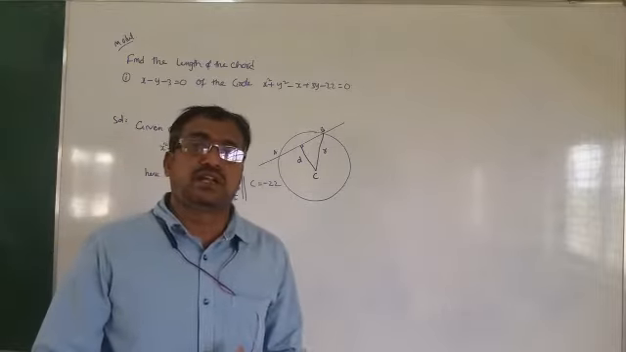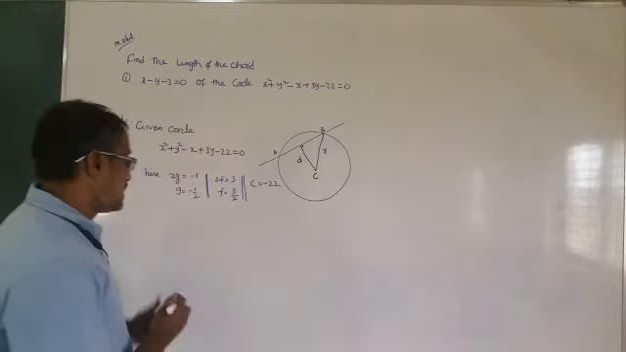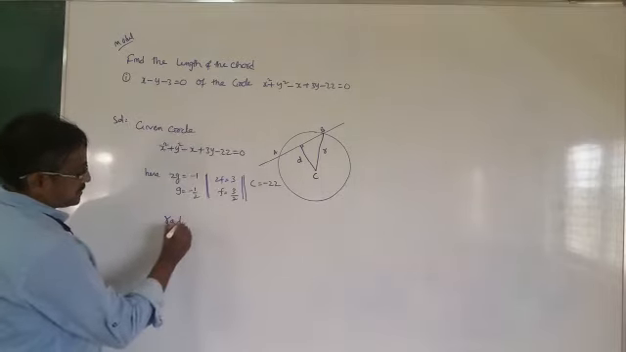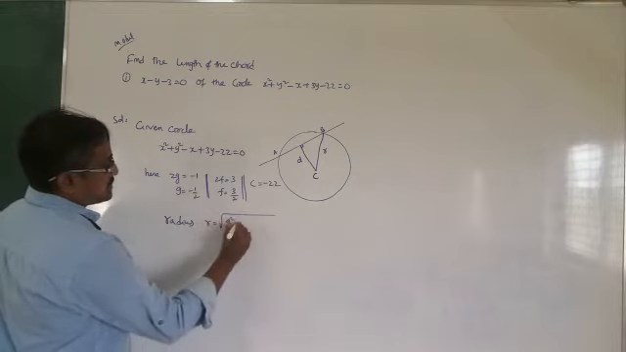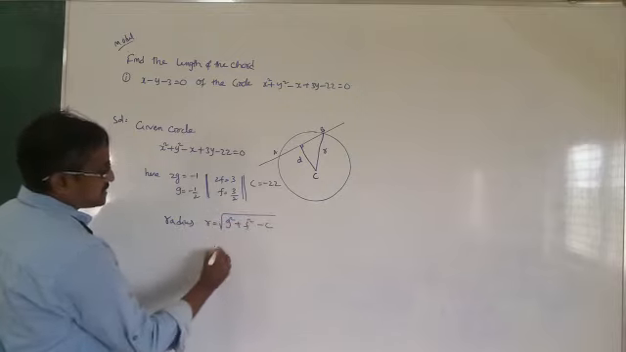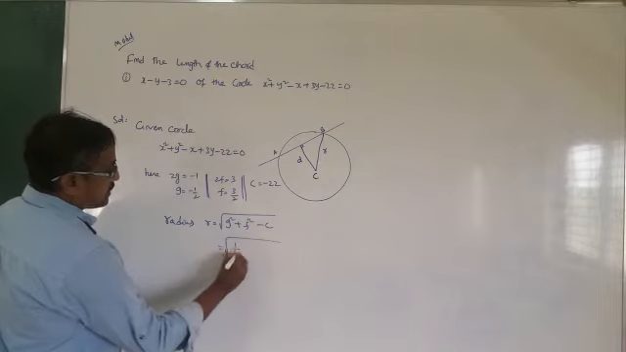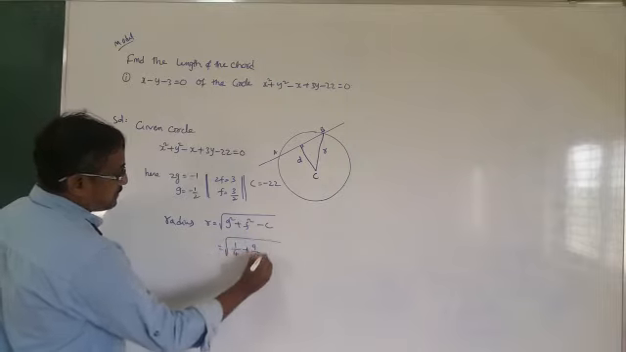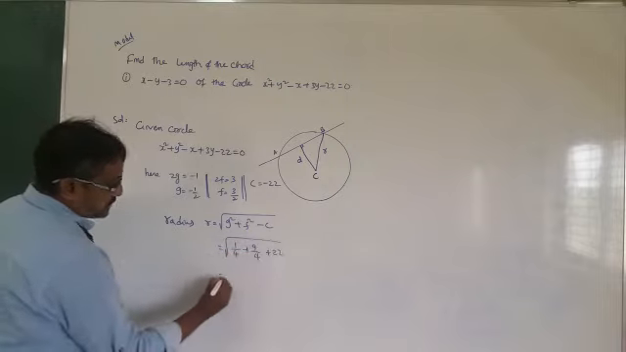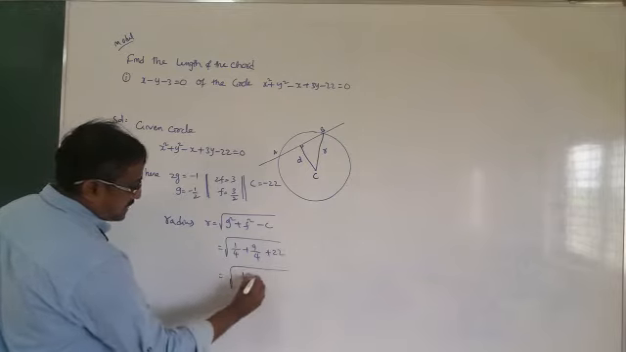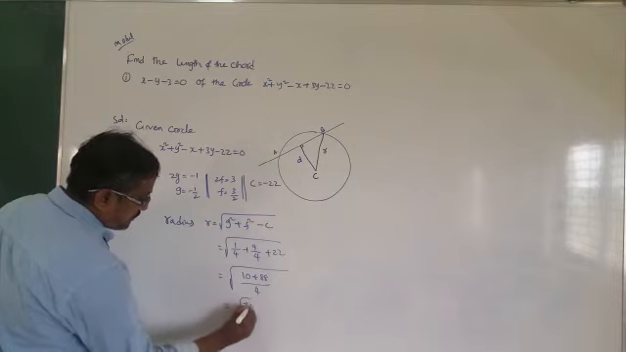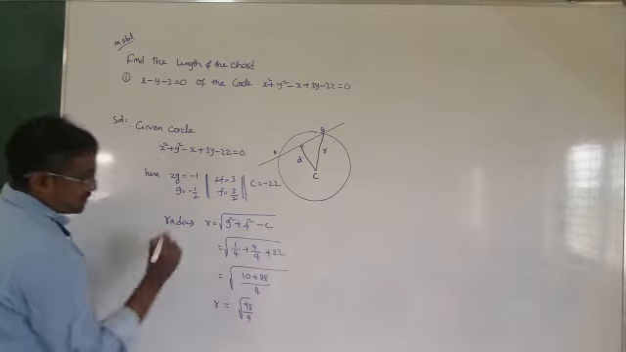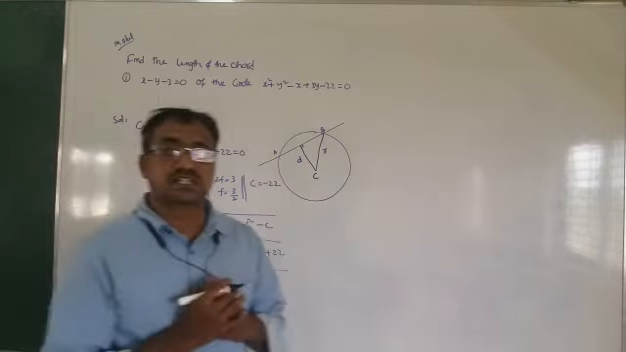You need to find radius and distance. First let us find radius. Radius of the circle r is equal to root over g square plus f square minus c. So root over 1 by 4 plus 9 by 4 plus 22. So it will be 10 plus 88 by 4. So root of 98 by 4. That is the radius of the circle.